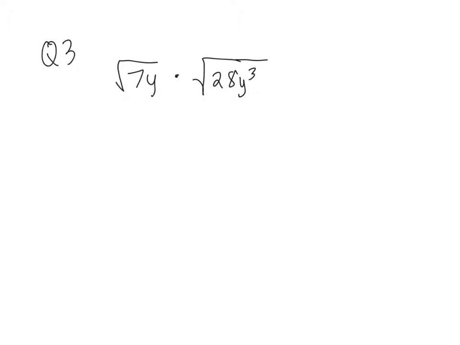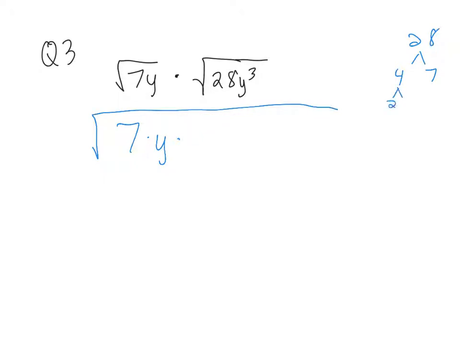All right, question 3 is asking us to simplify the product. If you're multiplying with square roots, you can just combine everything underneath one square root. I'm going to go ahead and expand everything out. 28 can be broken down as factors 4 and 7, and then 2 and 2. So I'm going to write it as 2 times 2 times 7 times, and I'm going to break y to the third down into its 3 different parts.